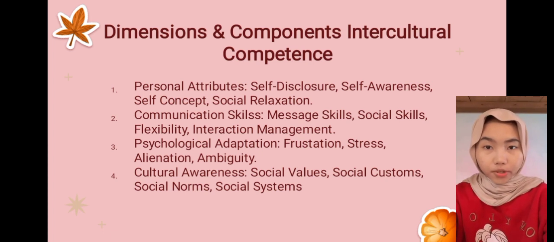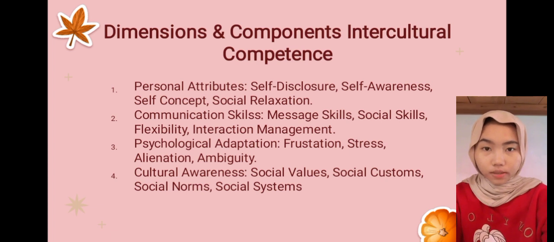The first one is personal attributes, such as self-disclosure, self-awareness, self-concept, and also social relations. The second one is communication skills: message skills, social skills, flexibility, and also interaction management. The third is psychological adaptation: frustration, stress, alienation, and ambiguity. And the last one is cultural awareness: social values, social customs, social norms, and then social systems.